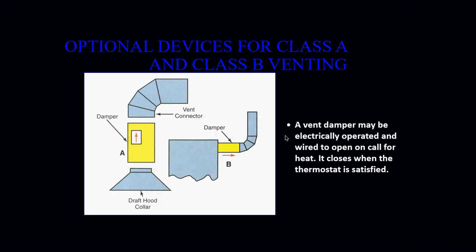Usually when you see these inside a flue pipe, those motors are wired in parallel with the W wire. So once we get the call for heat on the W wire, it sends the signal out to the motor. The motor opens up the damper, which will then in turn send the signal down to the ignition module or what have you to begin the ignition sequence.